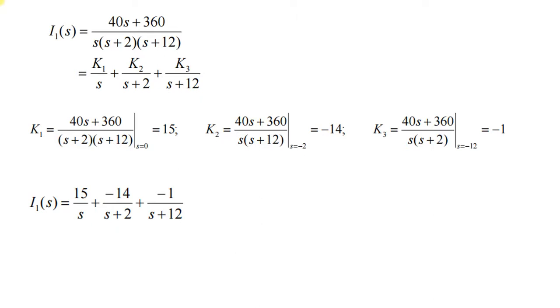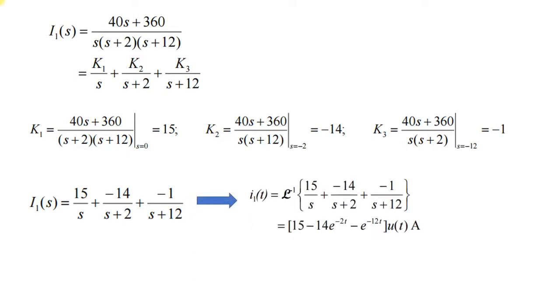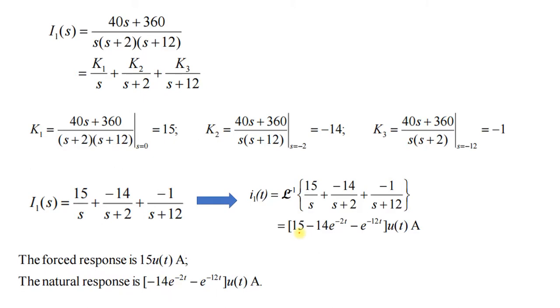Now you take the inverse Laplace transform. Then you get the final expression in the time domain. So this is the final time domain equation you get. Here this 15 is nothing but my forced response, and these two exponential terms are called the natural response of the circuit. This is my final response. So it is split into two responses. The first one is the forced response and the next one is the natural response. My exponential terms give my natural response, and the constant term gives my forced response.